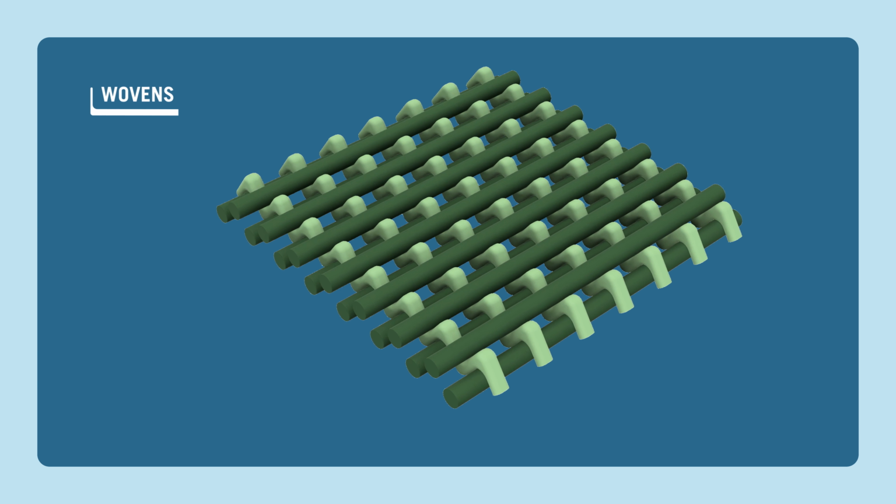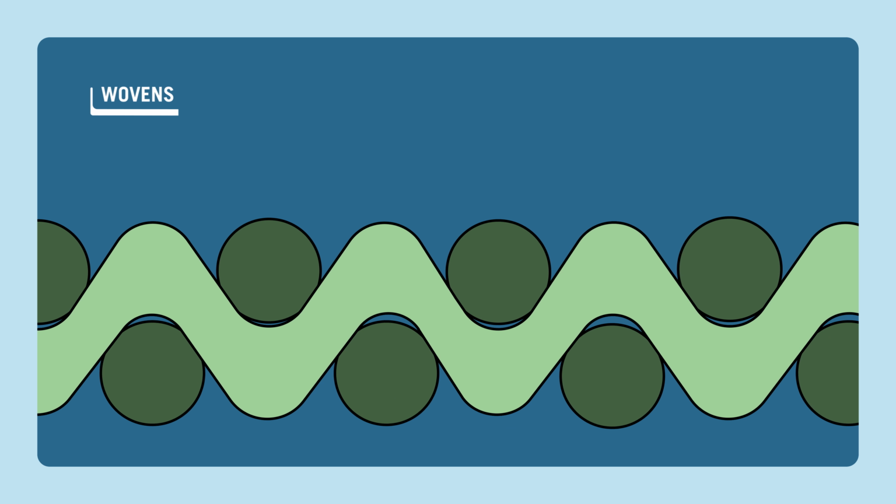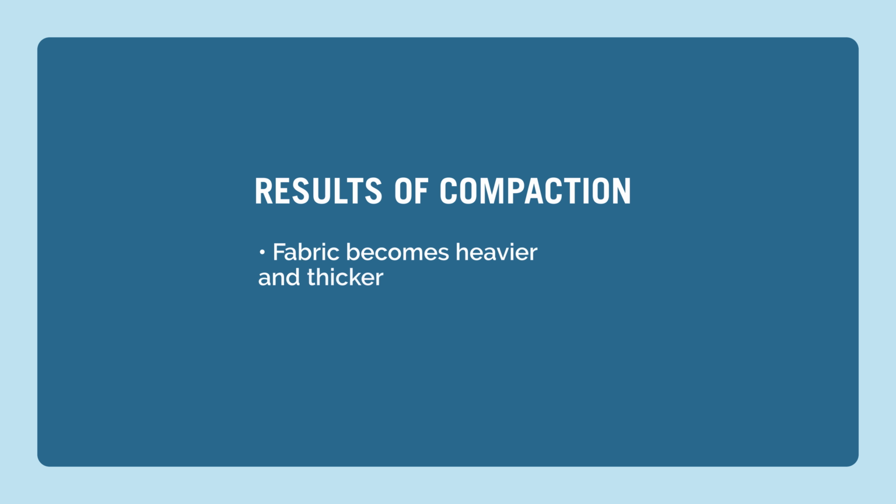In the case of woven fabric, more crimp is created in the warp yarn, which reduces its length. The more the crimp, the lower the shrinkage. When knits or wovens are compacted, the fabric becomes heavier and thicker, and the yardage is reduced.